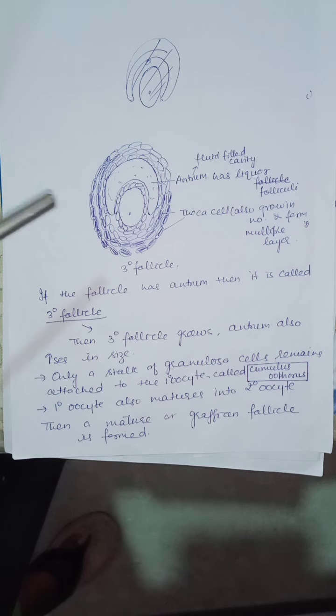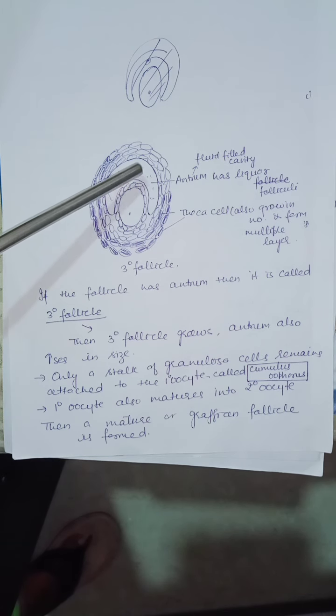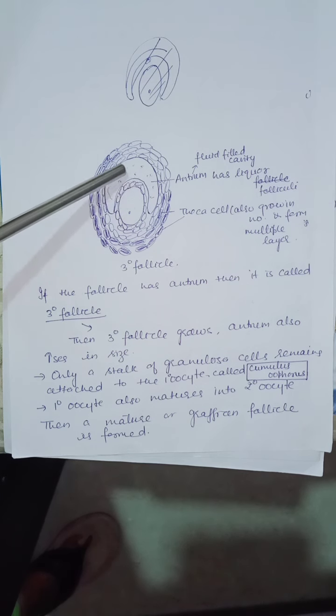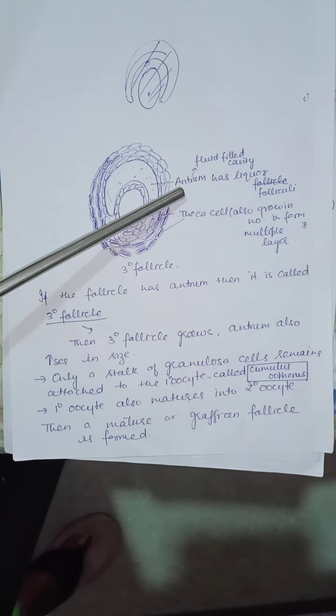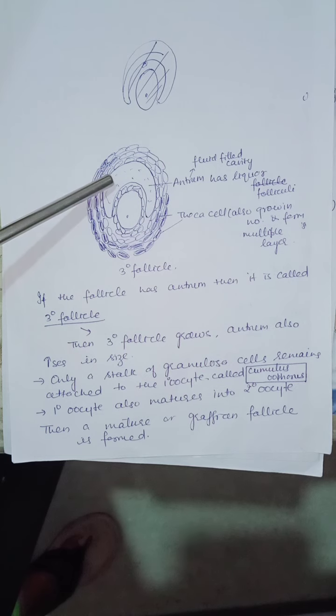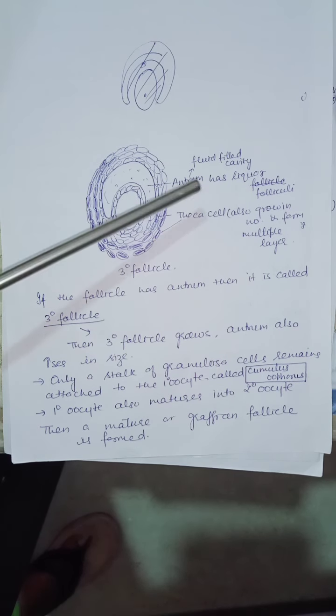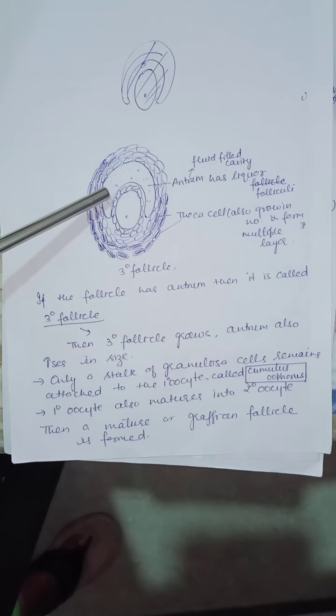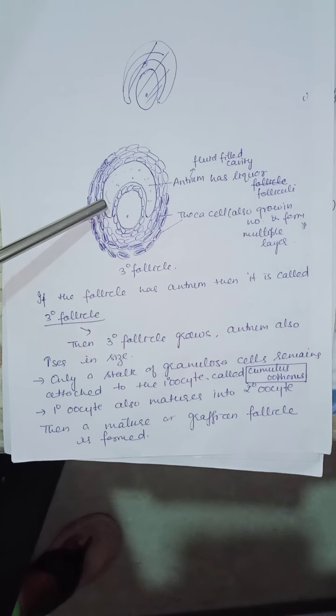See, this fluid which is secreted by granulosa cells will occupy the space, and this fluid filled cavity is known as antrum. This antrum has liquor folliculi, because the fluid or liquor is secreted by the follicle cells.